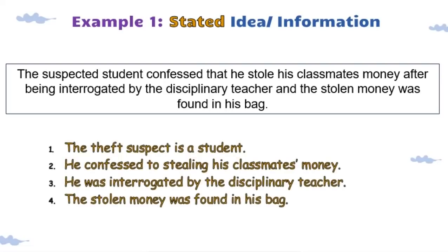The theft suspect is a student. He confessed to stealing his classmates' money. He was interrogated by the disciplinary teacher, and the stolen money was found in his bag. So this is stated. What is it that is implied based on the stated information? So what do we know? So the student was suspected to steal the money, and the disciplinary teacher had to interrogate him.